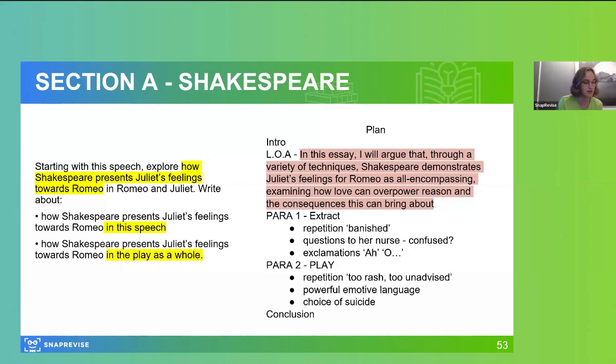So we looked at Section A of the first paper for English literature, for your Shakespeare and 19th century novel. We looked at the Shakespeare section. So let's try that again.